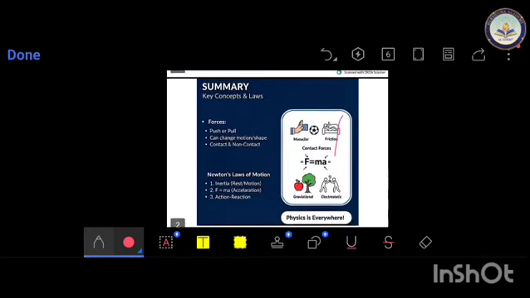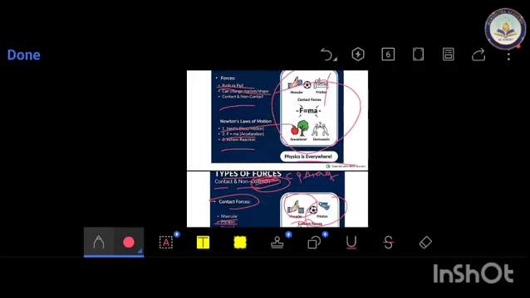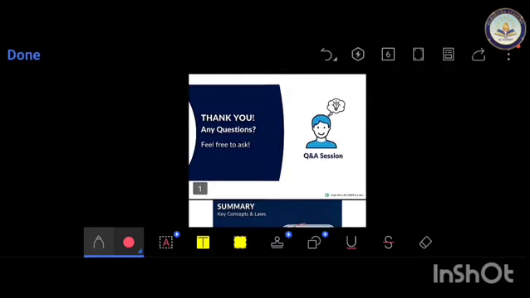Summary. Key laws: a push or pull changes motion, and Newton's third law. Okay, that is the summary. Physics is everywhere, guys.